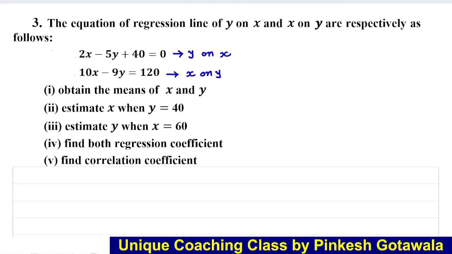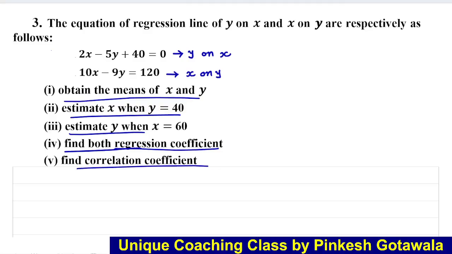And they ask different questions. First, obtain the mean of x and y, estimate x when y is 40, estimate y when x is 60, find both regression coefficients, and find the correlation coefficient. Students, here I take 5 questions. Remember, whenever you get this type of question, meaning two regression lines, these 5 questions can be asked.